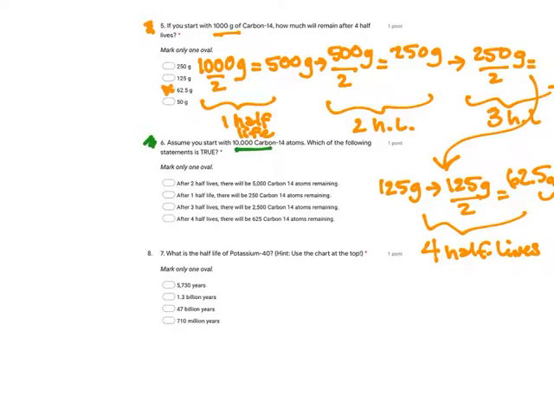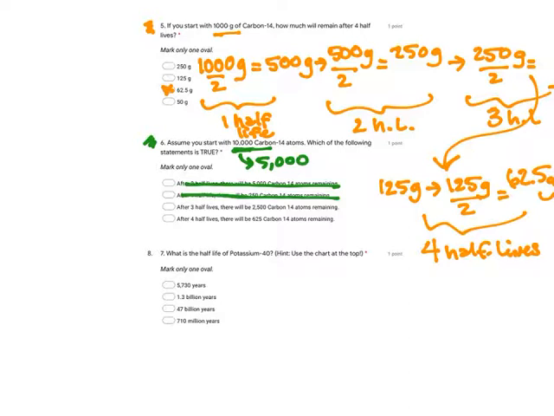Which of the following would be true? After 2 half-lives, there would be 5,000 carbon-14 atoms. Well, we know that is not true because after 1 half-life, this 10,000 would reduce by half to 5,000 atoms. So we can get that one off of our options. After 1 half-life, there would be 250 carbon-14 atoms remaining. We know that's not true because it would be 5,000 remaining after 1 half-life.